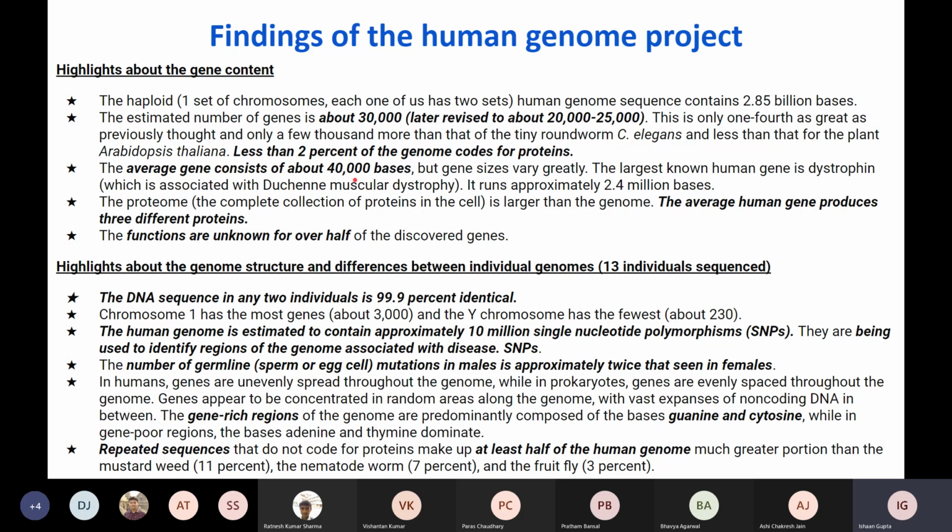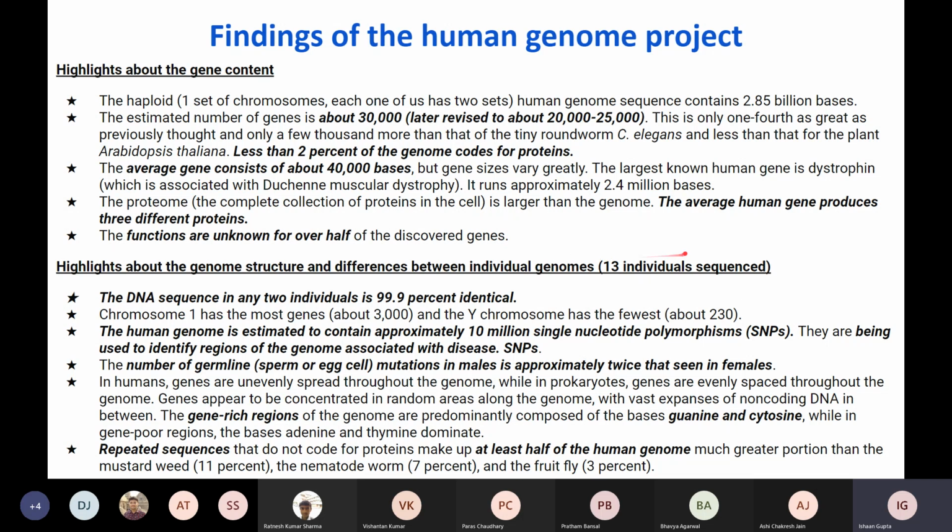An average gene consists of about 40,000 bases, but the gene size varies by a very large amount. You have a gene called dystrophin, which plays a role in Duchenne muscular dystrophy, which has approximately 2.4 million bases, just a single gene. They also came up, as I told you, with the proteome, the collection of different proteins in the cell, being much larger than the genome. And therefore, they estimated that an average gene makes 3 different proteins. And the function of many genes still remains undiscovered.